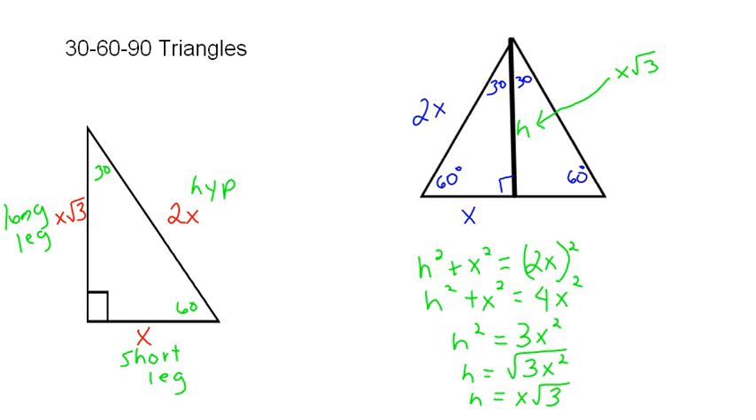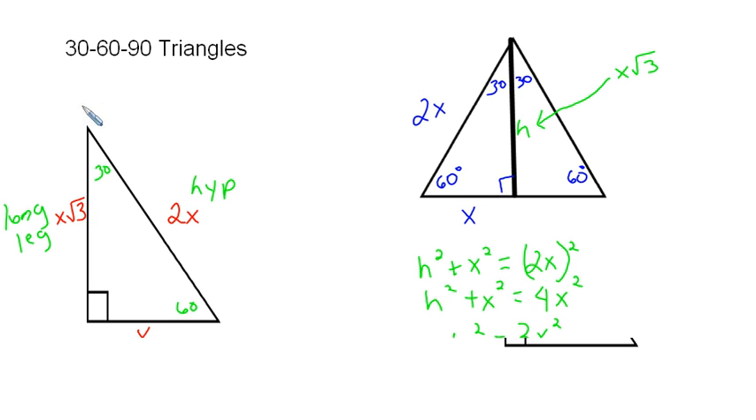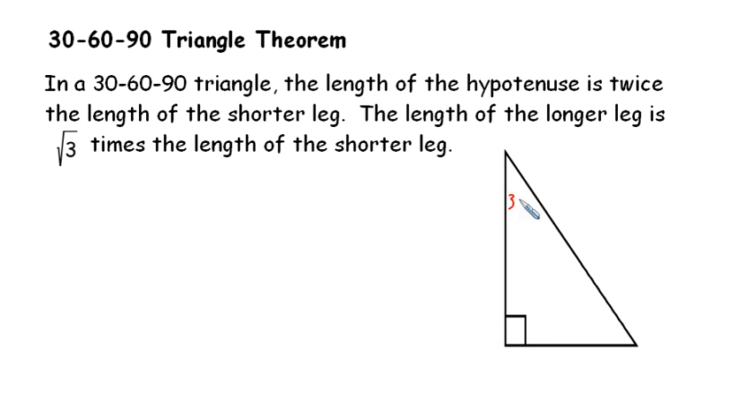Now, let's look at the theorem that's written in words. In a 30, 60, 90 triangle, the length of the hypotenuse is twice the length of the shorter leg. The length of the longer leg is square root of 3 times the length of the shorter leg. So one more time, I'm going to write those ratios in. If this is my 30-degree angle, and this is my 60-degree angle, then my short leg is down here. This is x. My hypotenuse is 2x. And my long leg is x times square root of 3.